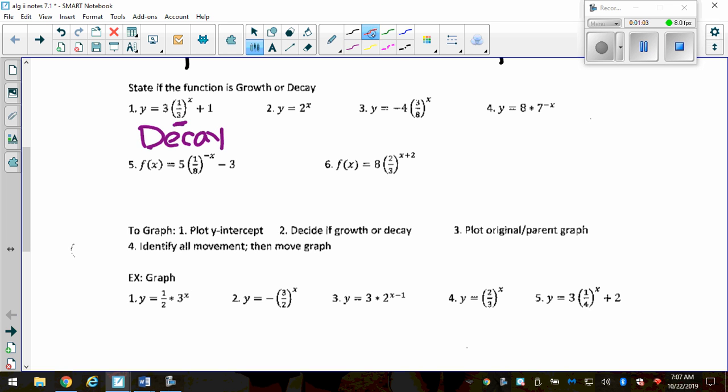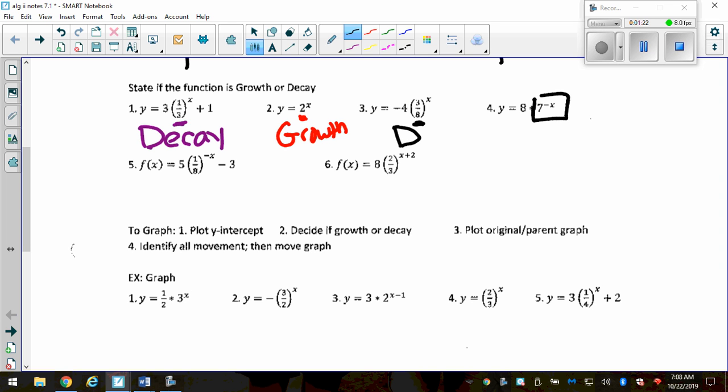And then this one right here is 2 to the power of x, so that is a growth. Why don't you try number 3 and number 4? All right, number 3, it's 3/8 to the x, so that is a decay.